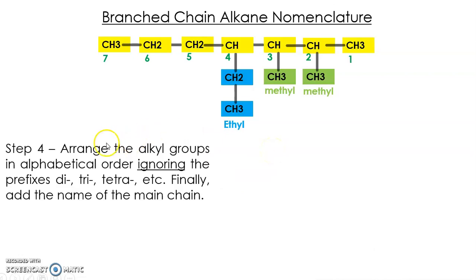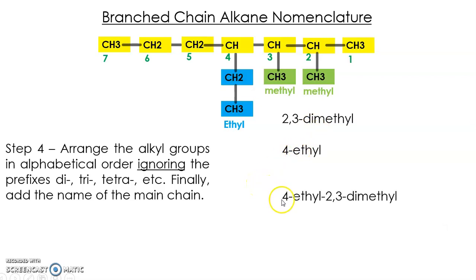Step number 4. Arrange the alkyl groups in alphabetical order, ignoring the prefixes di, tri, tetra, and so on. Finally, add the name of the main chain. Let's go with this part first. So we have this again, 2,3-dimethyl, 4-ethyl. Arrange the alkyl groups in alphabetical order, ignoring the second prefix. That means that we're going to ignore this di, and we're going to have left over a M. Which one comes first, an E or an M? Yes, of course, the E, right?